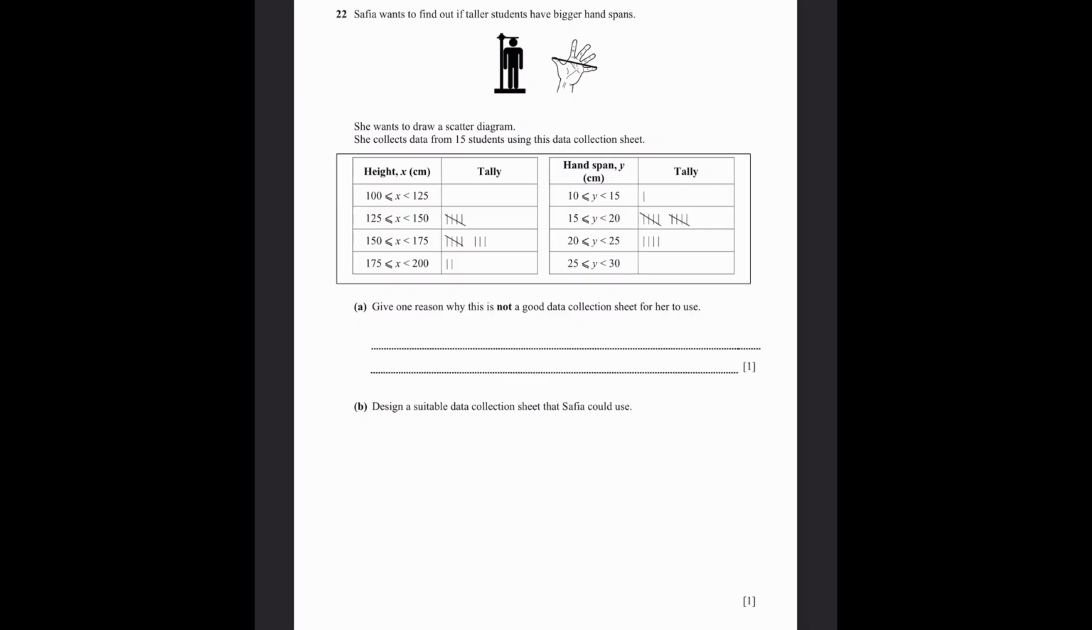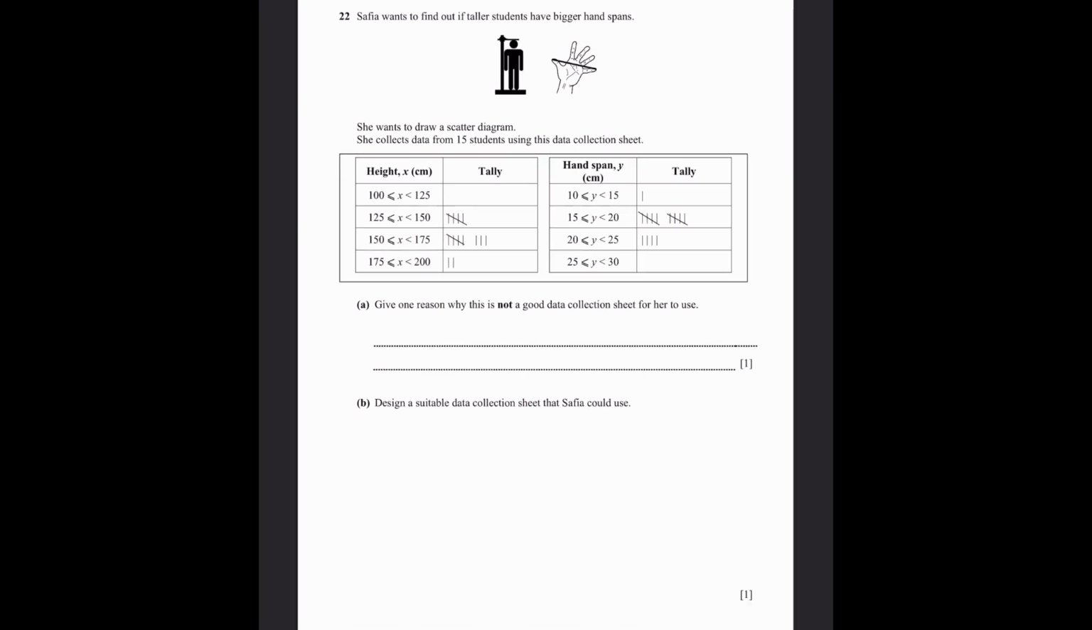Question 22. Safia wants to find out if taller students have bigger handspans. She wants to draw a scatter diagram. She collects from 15 students some data using this data collection sheet. A. Give one reason why this is not a good data collection sheet for her to use. First of all, we need to see the height and handspan. She's trying to compare the height and the handspan. But then it's not related at all. We don't know if the height of this much has this much handspan, or if the taller people have this much. We don't know what's the relation. That means the data are not related to each other. And that's what we're going to write for part A.